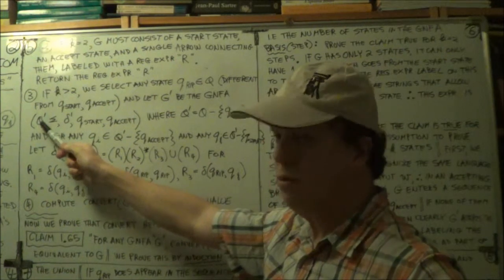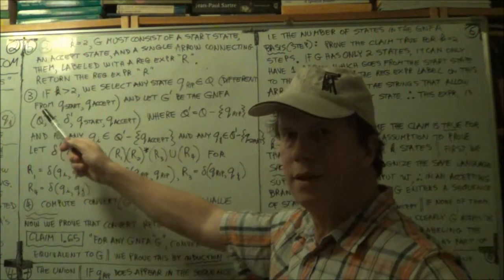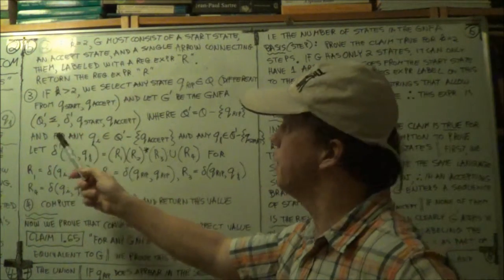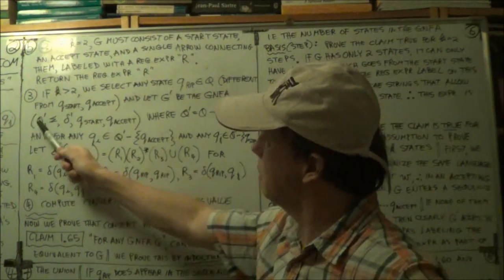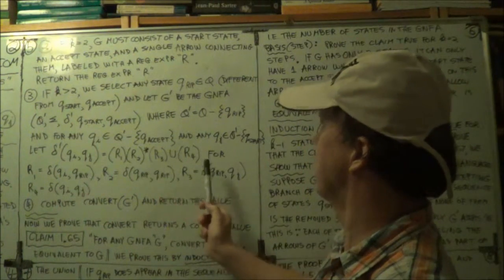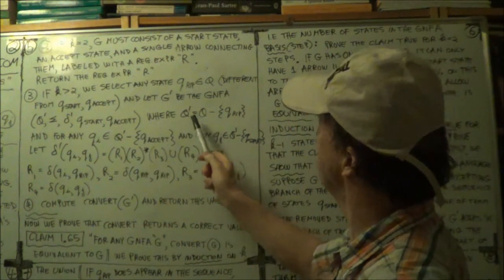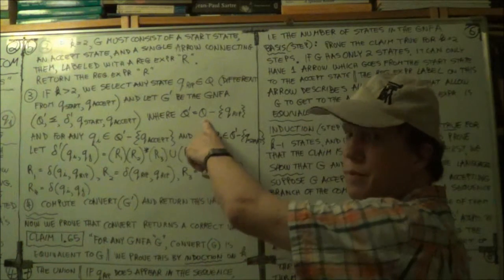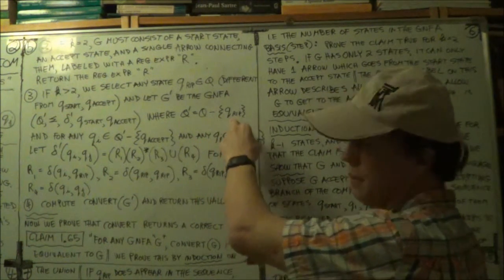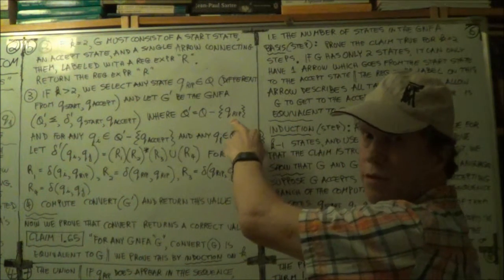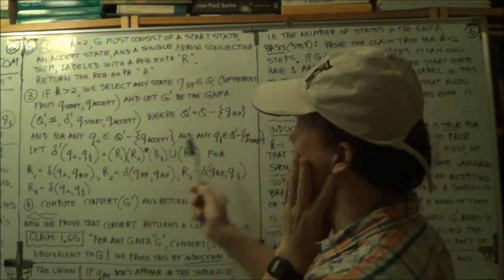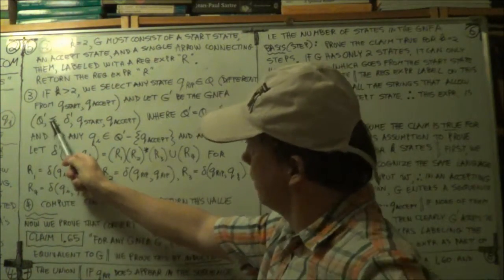So Q dash now will be one state less than G, right? It'll have one state less than G, because it's G dash. Well, you can see it here. So, where is it? Q. Yeah, here. So it'll be Q, the Q before the ripping, minus the state that got ripped out, thrown out. Right? So Q dash will just be Q minus that state.